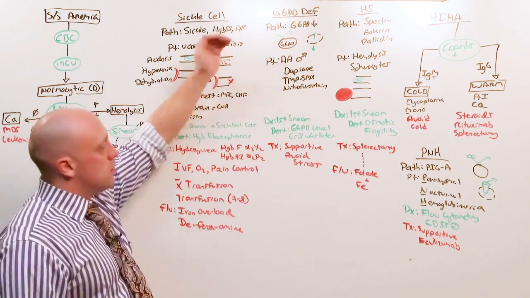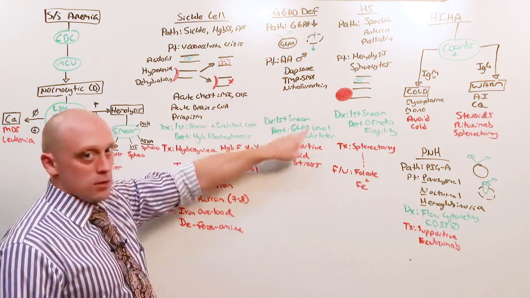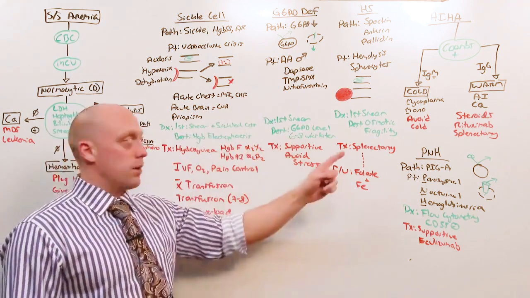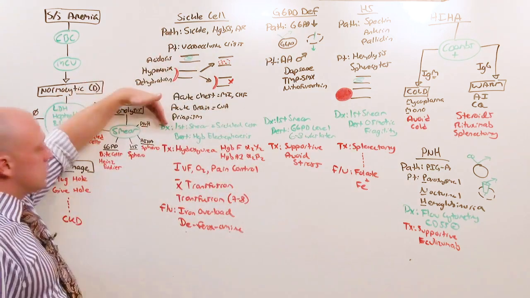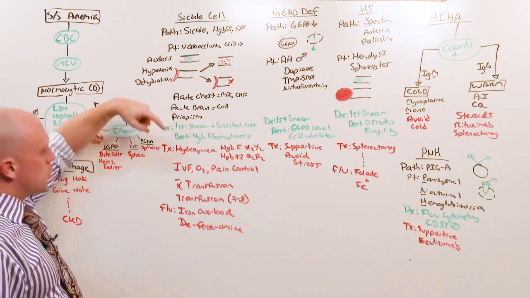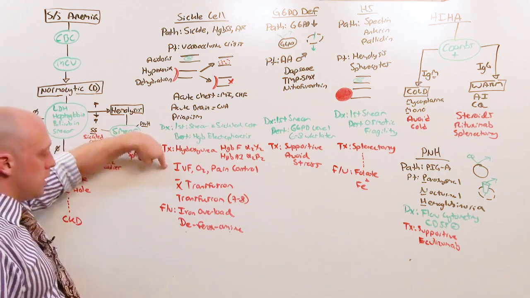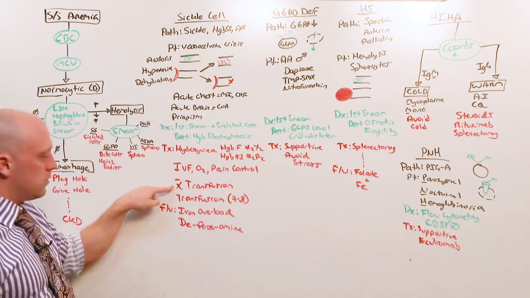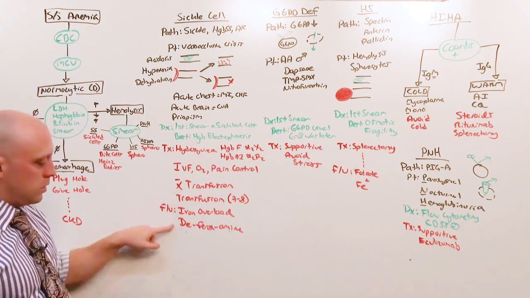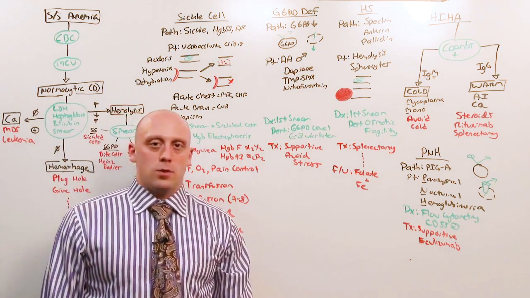G6PD deficiency: Heinz bodies, bite cells, but get the G6PD level 6 to 8 weeks later. Sickle cell disease: acute crises, sickled cells on the smear, chronic management with hydroxyurea, acute management with fluid, oxygen and pain control. If you've got an acute chest or acute brain, do an exchange transfusion and treat iron overload with deferoxamine. And that is normocytic anemia.